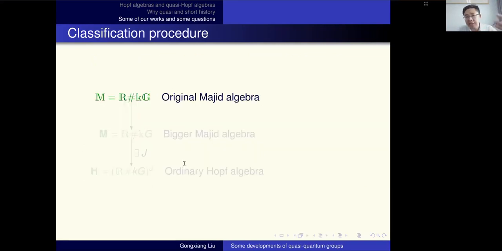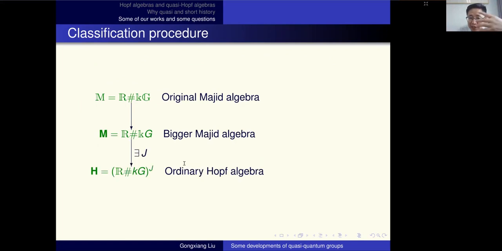So what I say is just this line. You take the original modular algebra, you can construct a bigger modular algebra, and you find this bigger modular algebra is just an ordinary pointed Hopf algebra. Another key point to classify modular algebras is to find a return ticket. It means which kind of Hopf algebra can come from the original modular algebra. You need to classify these Hopf algebras. So the question reduces to the classification of the Hopf algebra.